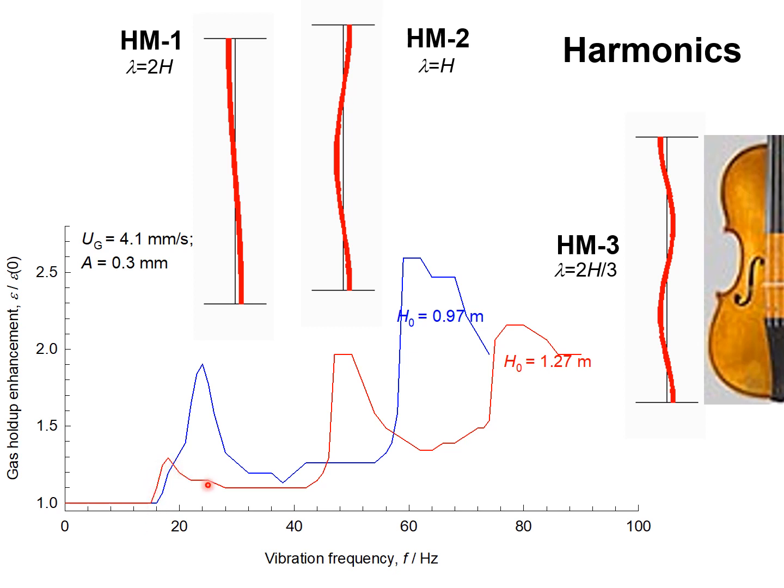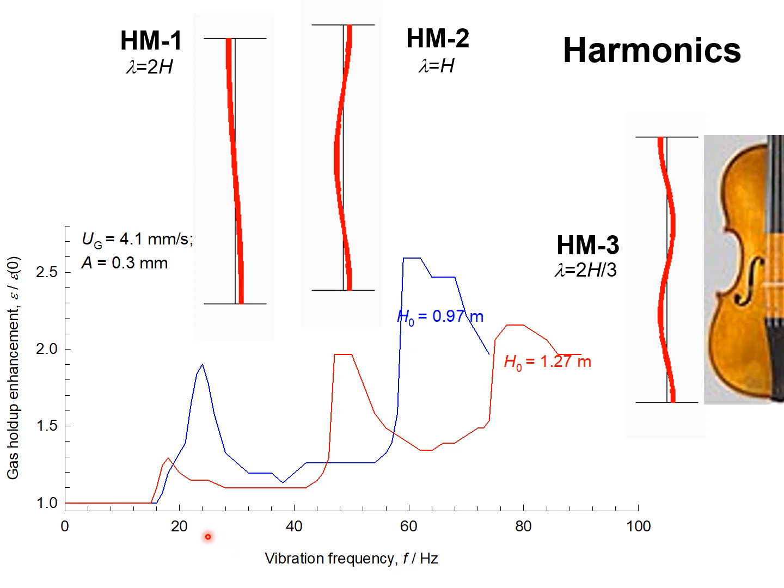Let's look at the experiments shown by the red line, which are obtained with a clear liquid height of 1.27 meters. Again, we see that there is a maximum in the gas holdup at a frequency a little lower than 20 Hertz. And then the enhancement is practically unity. And then at a frequency of 50 Hertz, we can see a maximum. And then the enhancement is reduced. And at a frequency of 80 Hertz, we see a gas holdup enhancement of 2.2.